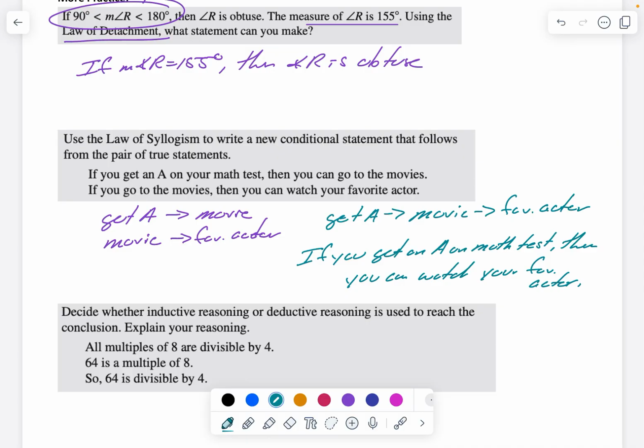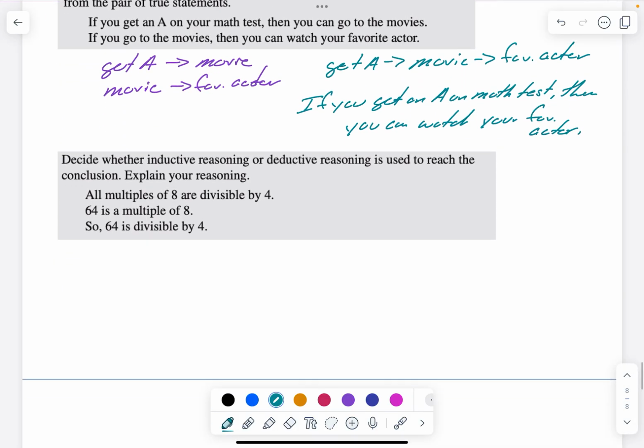Finally, decide whether inductive or deductive reasoning is used to make the conclusion. All multiples of 8 are divisible by 4. 64 is a multiple of 8, so 64 is divisible by 4. So this is not a pattern. It's just saying all multiples of 8 are divisible by 4. It's not like, Susie tried whatever so many times, or it's a pattern.